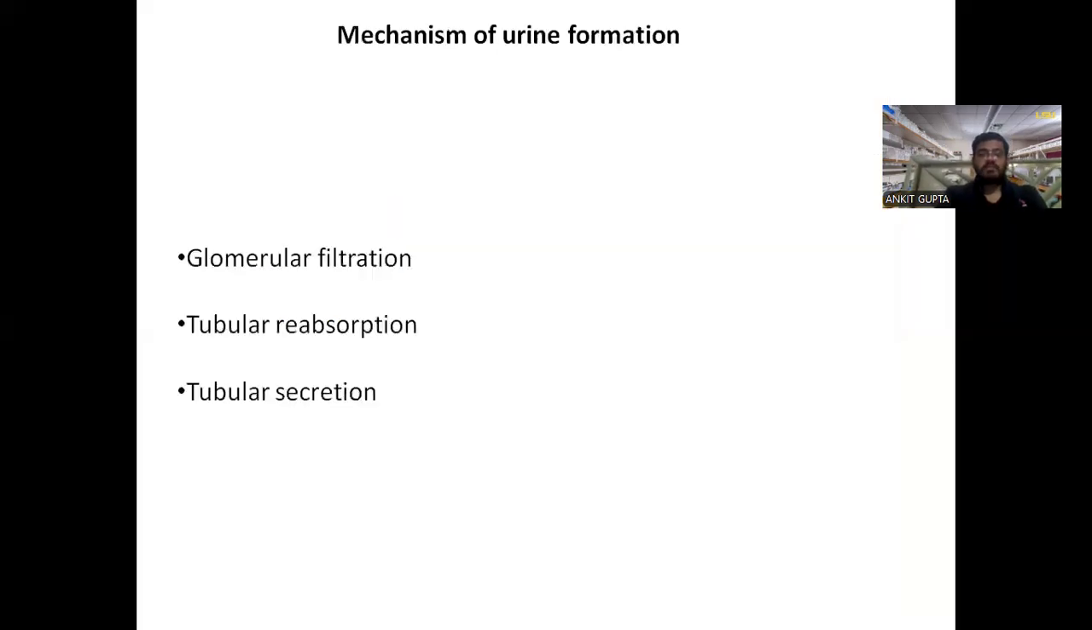So the next part, that is the actual topic which we will be discussing, is the mechanism of urine formation. It has three different steps. First one is glomerular filtration, second is tubular reabsorption, and third is tubular secretion. So we will first start with the glomerular filtration.